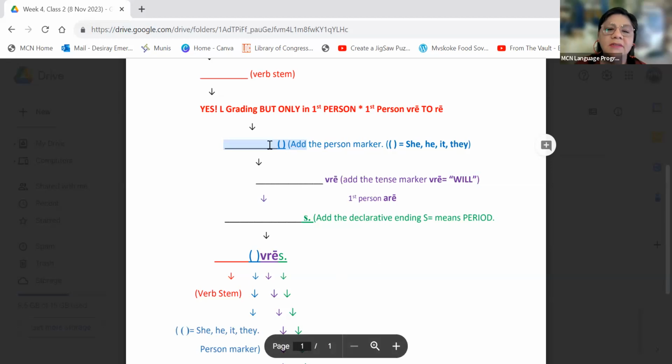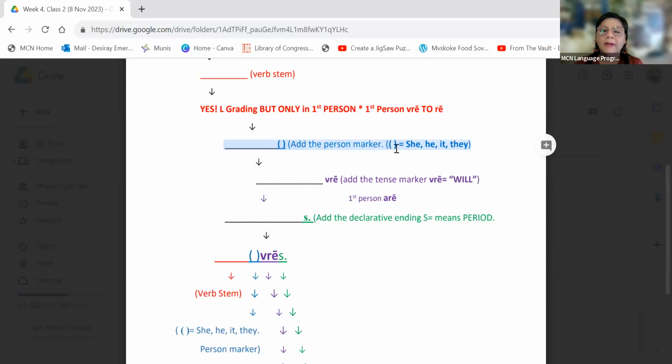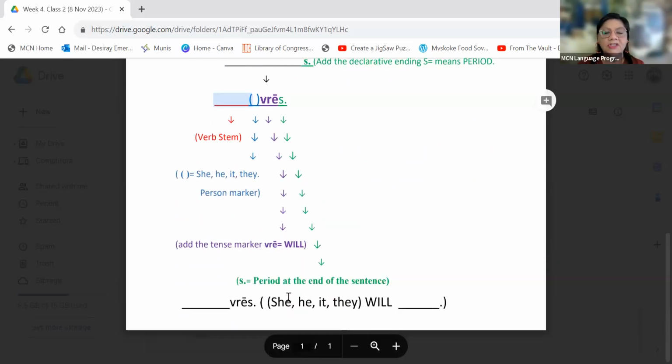So open and close parentheses, basically this is not here because in third person, there is no person marker. But if you think about open and close parentheses, in those parentheses, you can have she, he, it, or they. And so basically it's a placeholder, meaning she, he, it, or they. Add your athi right here. Tense marker will. You add your S, which is the period. So home athis, which is hombida, to eat, means she, he, it, they will eat.